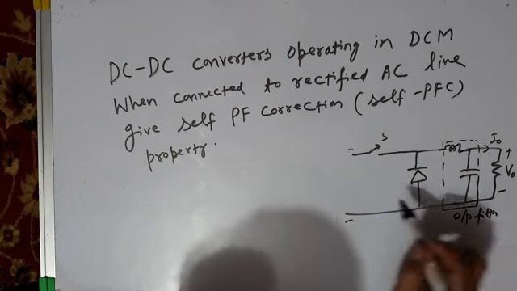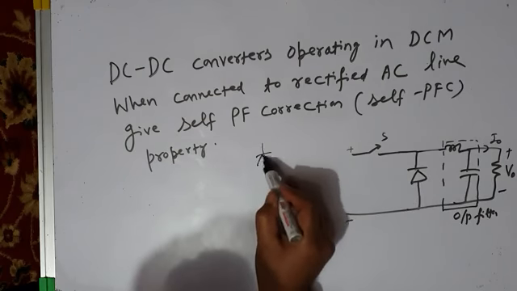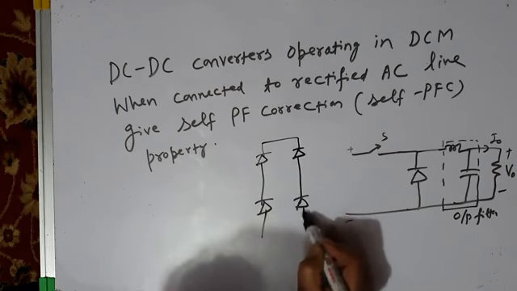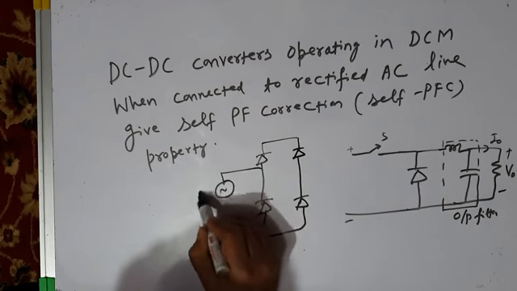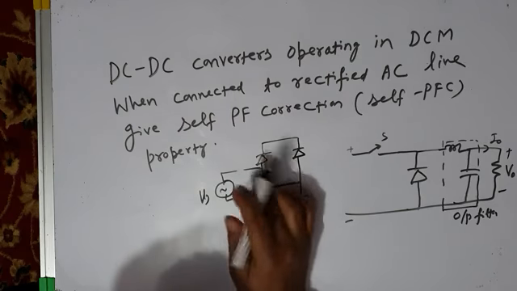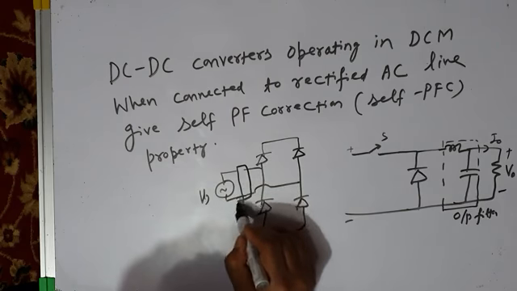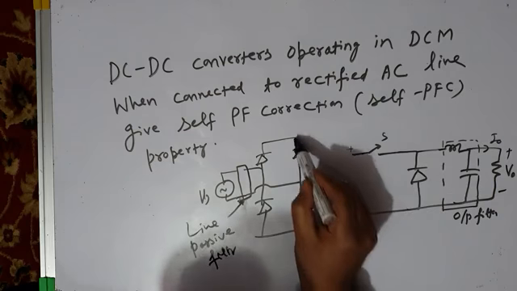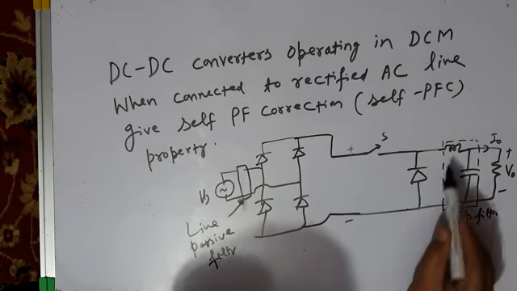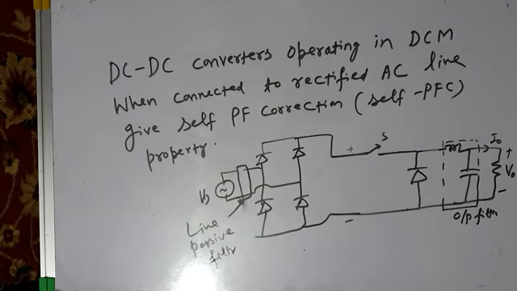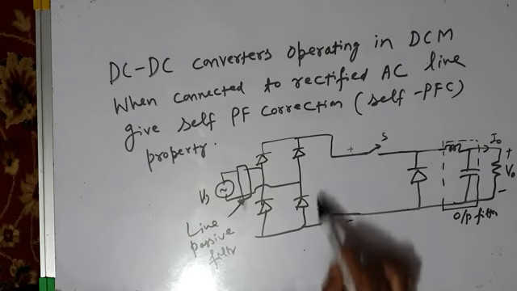Now, when this DC to DC buck converter is connected to a rectified AC line, rectified AC line means this. You have a single phase bridge rectifier which is connected to AC source Vs, and you may have some filter also here, a line filter. I will write here line passive filter, it will be an LC filter. And you know, when this DC to DC buck converter is connected to a rectified AC line, this is your rectified AC line.